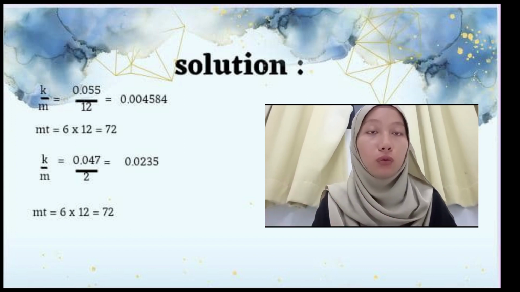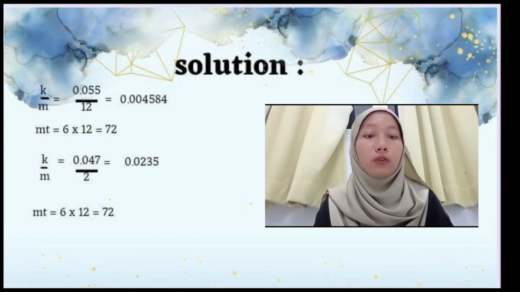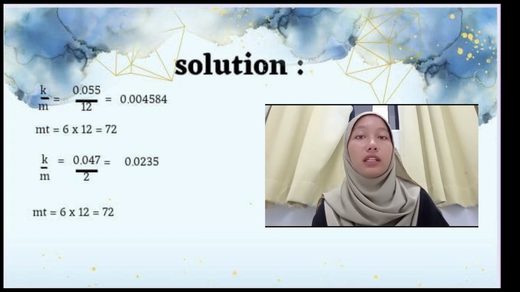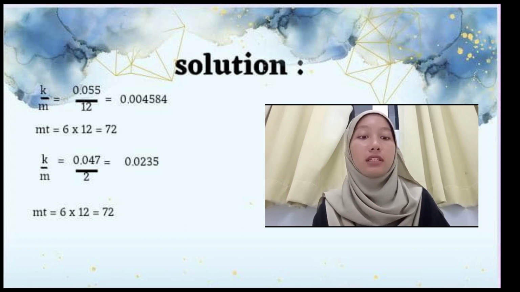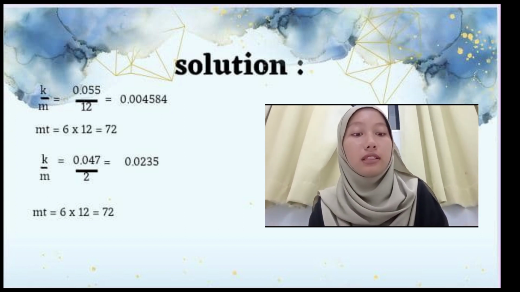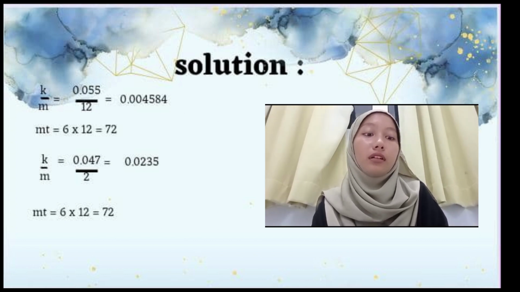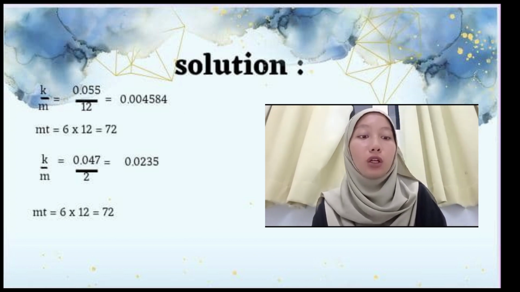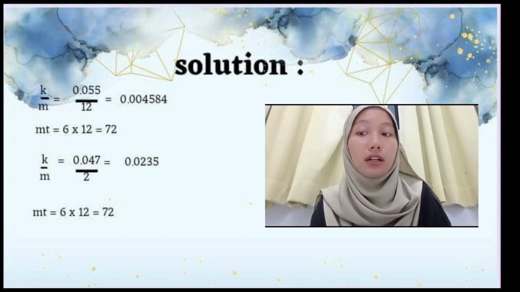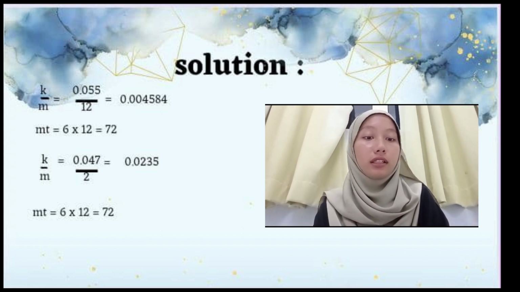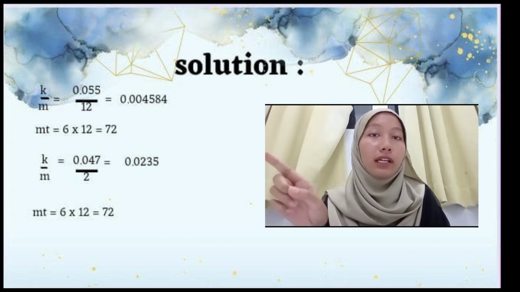Same for account Y. For the K, they give you 4.7, but you have to convert it to decimal. You will get 0.047 divided by 2. Why? Because it says compounded semi-annually. If it says semi-annually, it will be 2. But if it says compounded quarterly, it will be 4. But for this question, it says compounded semi-annually, so you have to divide it by 2.